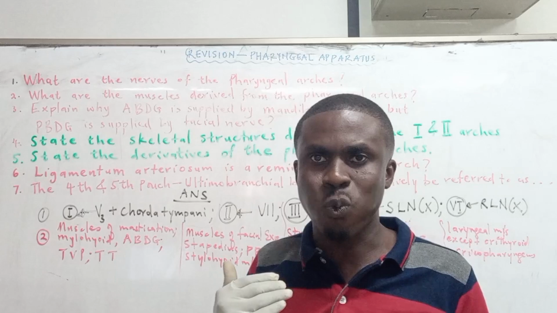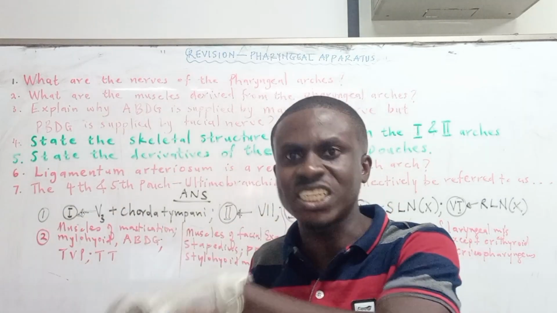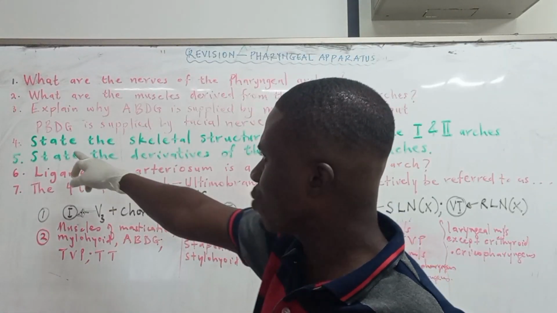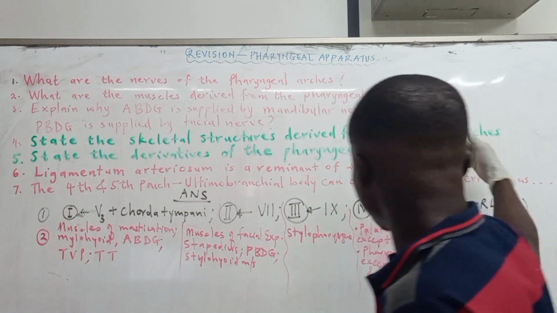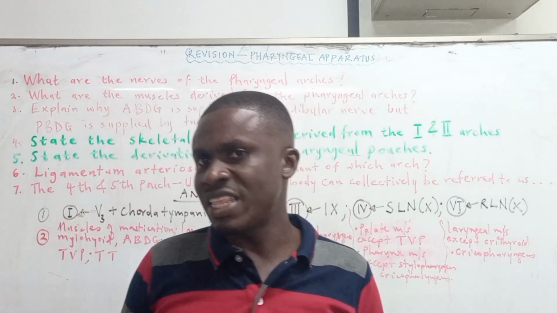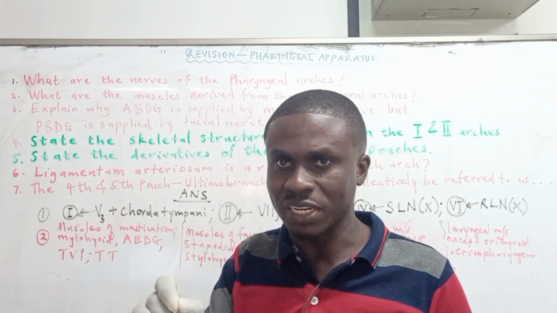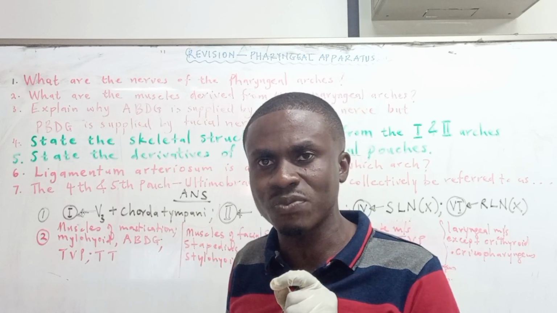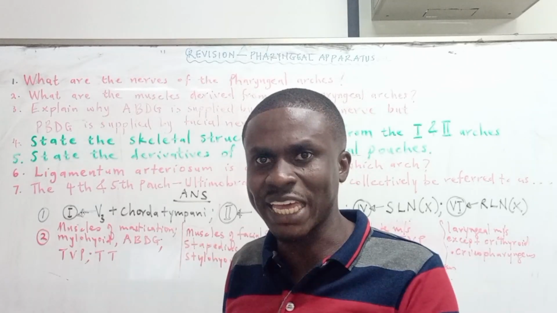So if they ask you why a particular muscle is supplied by a particular nerve, you think about the arch where it is derived from. It's as simple as that. Now the next question, number 4, states the skeletal structures derived from the first and second pharyngeal arches. So in the first arch, I told you that there was a cartilage model. That will also be a question: what is the name of the cartilage model? I told you that the cartilage model for the first arch is Meckel's cartilage.